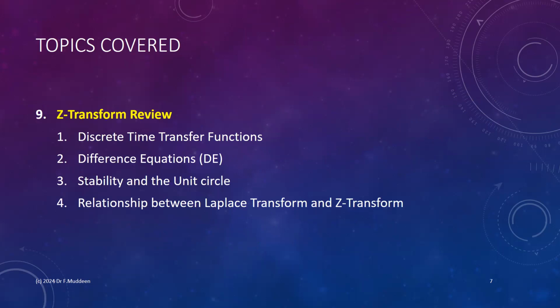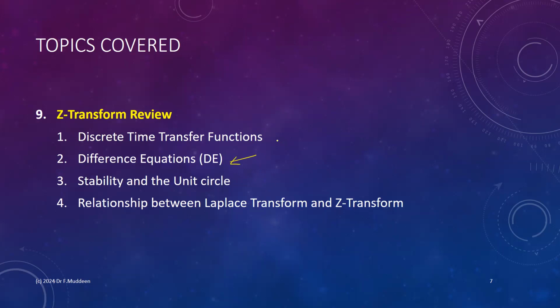Then we led into the other half of the course. We started to talk about filters. And to do that, we did a brief review of the Z transform. The Z transform is how we represent discrete time signals, and discrete time transfer functions or discrete time systems are expressed as something called difference equations.